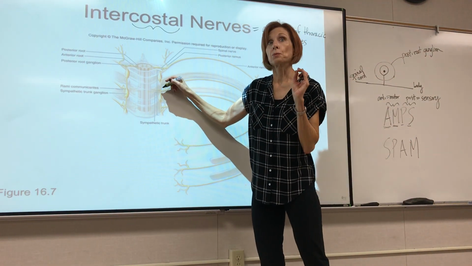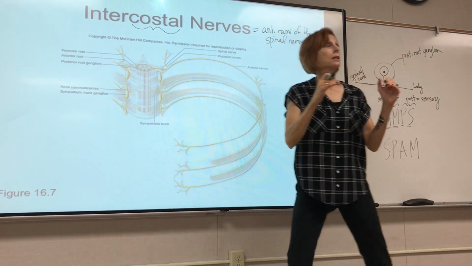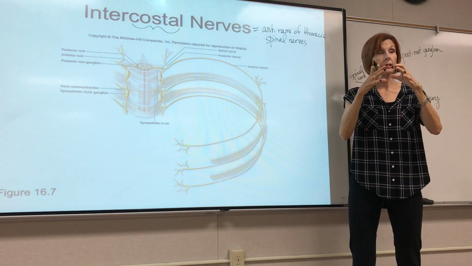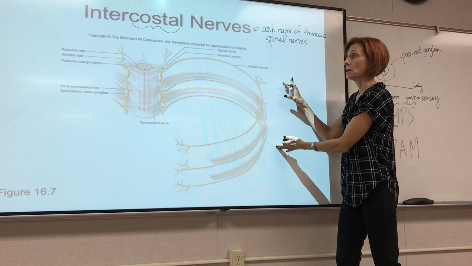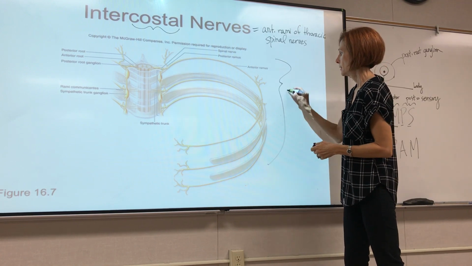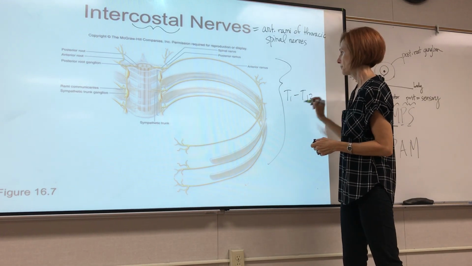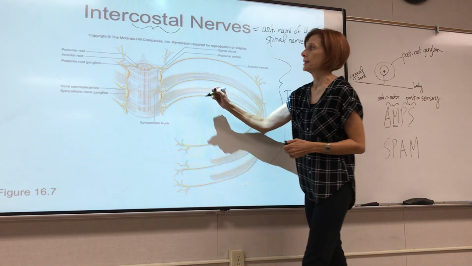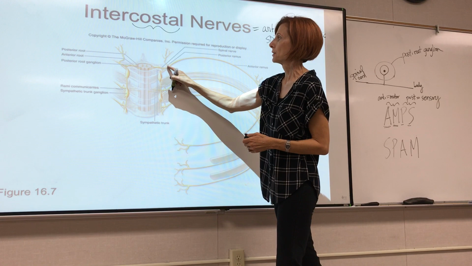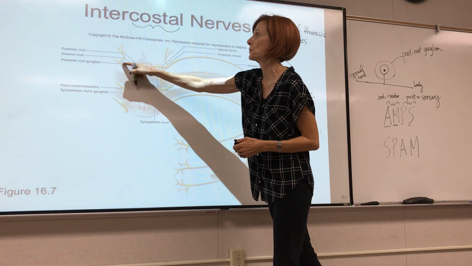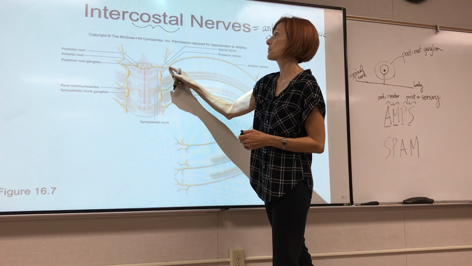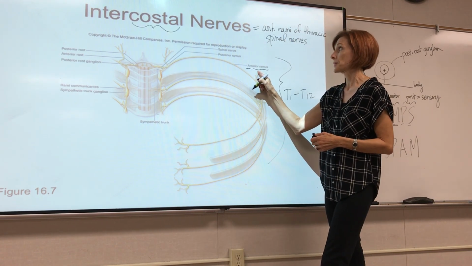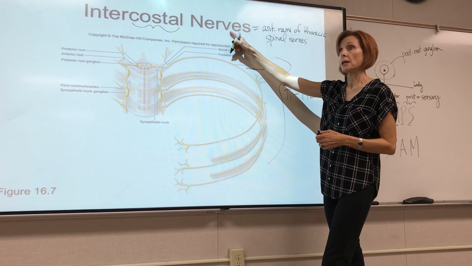So again, we said that in most areas, the anterior rami of the spinal nerves become part of a plexus, but not in the thoracic region. So this would be between T1 and T12. This is what it's going to look like. And you can see here again, we have that little posterior ramus coming around to the back, but these are the anterior rami of the thoracic spinal nerves, also called intercostal nerves.